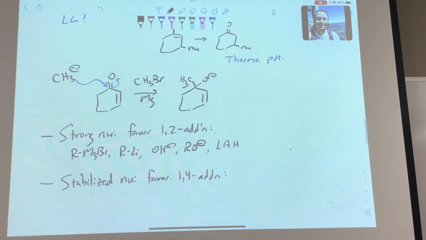And so things that fall into this category are going to be things like a cyanide ion. That's stabilized. This anion would be a resonance stabilized anion. Things like sulfur nucleophiles. Sulfur is a very large atom. We might remember that term: it's highly polarizable. So it's got a lot of electrons and it can kind of spread them out across a large atomic radius.